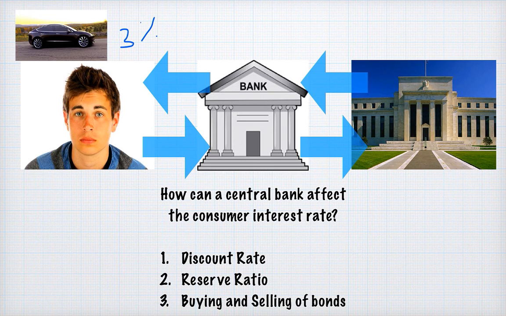So we're going to take each one of these three things one at a time: the discount rate, the reserve ratio, and the buying and selling of bonds, again, just as a simple introduction.